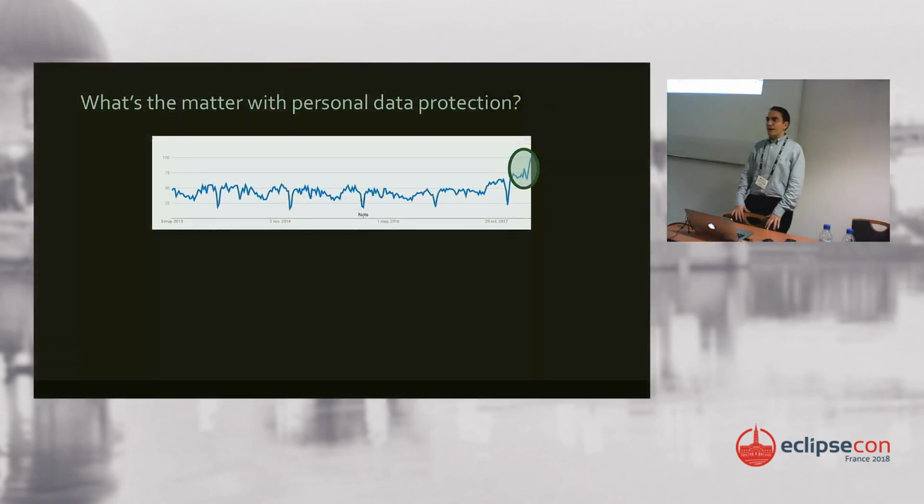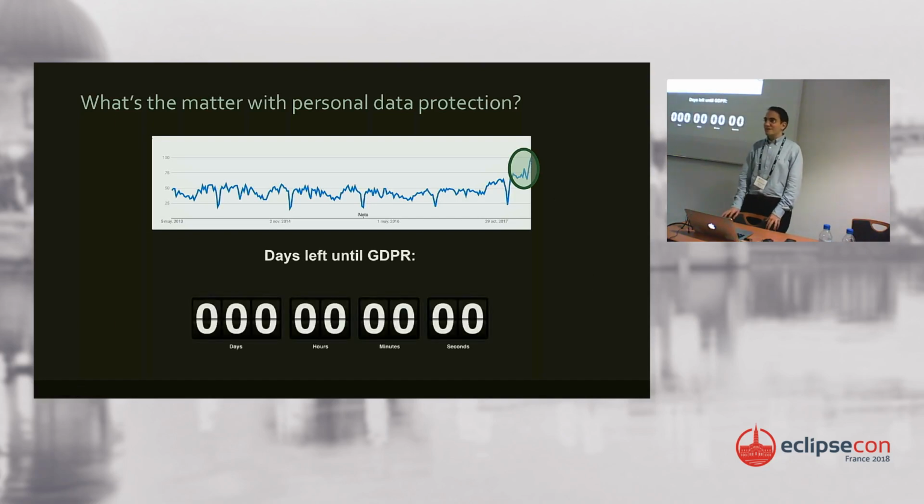This graph represents the number of queries for data protection in the last 5 years in Google. You can see there's a peak to the right in the last few months. And do you know what's the reason? What's happening with data protection? This. GDPR. Maybe you have received a lot of emails about GDPR, the General Data Protection Regulation, which came into force last May. That's a European regulation, but with a global reach.